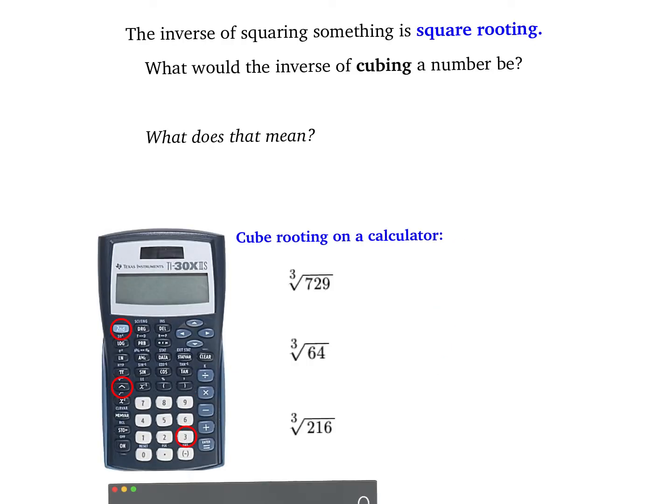So you've probably guessed that since the inverse of squaring is called square rooting, the inverse of cubing is called cube rooting. And what that looks like, it's the same little radical symbol, that's what that's called. It looks like a little check mark, but with a 3 on the outside. So that's a cube root. And as far as what that means, it means you're looking for what number multiplied by itself a total of 3 times gives you that answer.